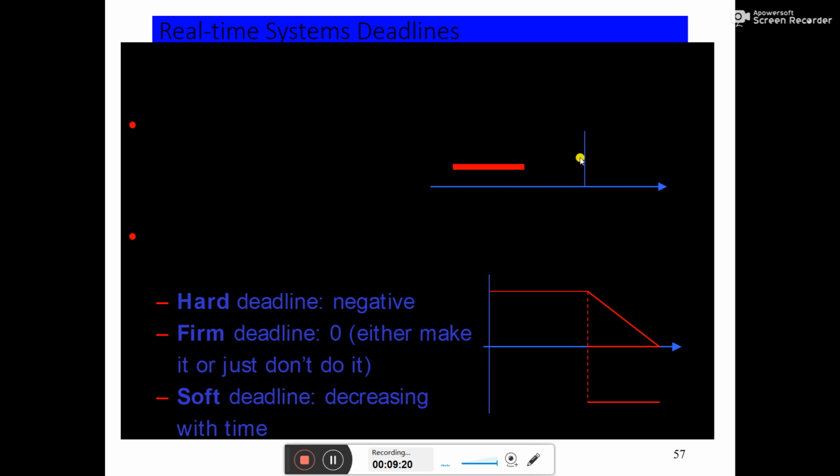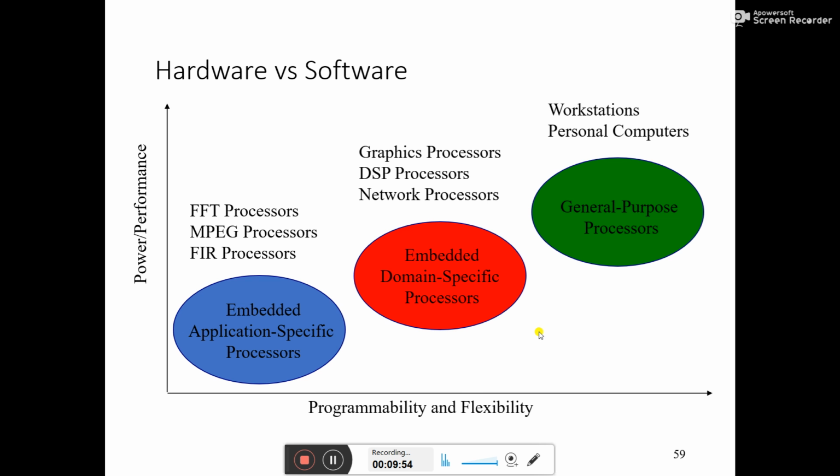In hard real-time, tasks must complete before the time interval. In firm real-time, if the output should come at t equal to 0, then it must come at t equal to 0, not t minus 0 and not t plus 0. And in soft real-time, the task should complete within this amount of time. So that is all about hard real-time and soft real-time.